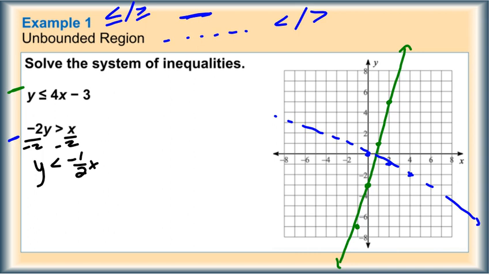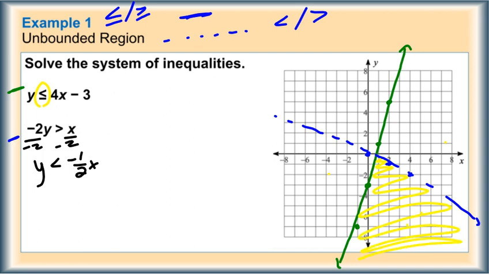Okay. Now the shading part, we will have to shade in here. To shade here, you can pick a test point as long as the line doesn't go through the origin. For me, I would just do, it says here it's got to be less than the green line. So underneath the green line, that means here or here. And then it's got to be less than the blue line. So underneath the blue line, so here or here. The only part that has 2 yellow dots is this bottom part. So the solution would be here.